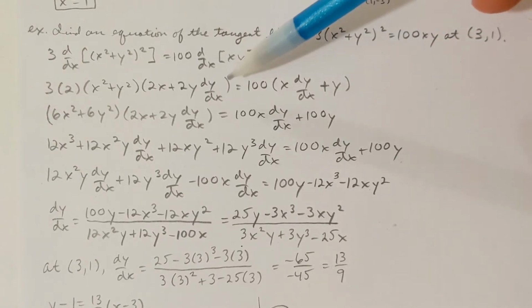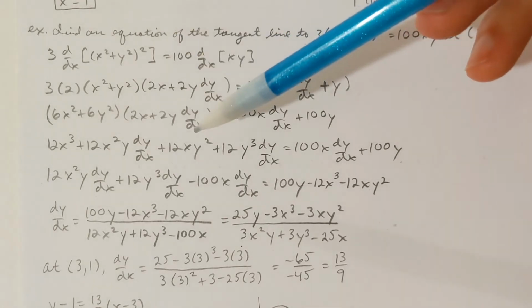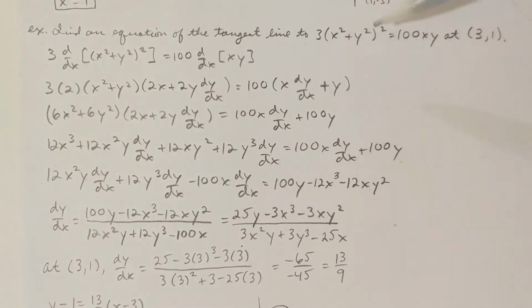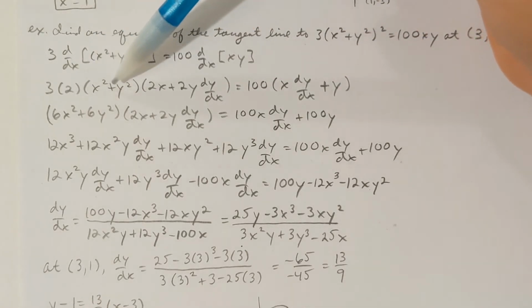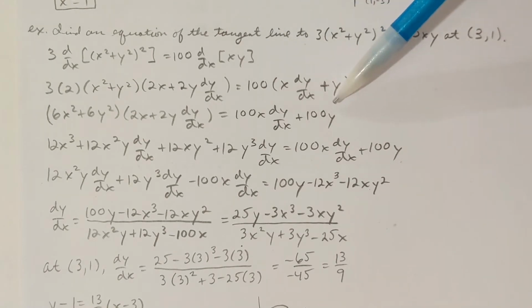Now I need to solve this for dy/dx. I need to know a general formula that would give me the slope of the graph on this curve, and then I can figure out what the slope of the graph is at the point (3, 1), and then I'm on my way to getting this equation formed here. So let's solve for dy/dx. You can distribute 6 into the first expression there, and then I'm going to FOIL this out on the next line. Also, I'm distributing 100 into these two terms on the right.